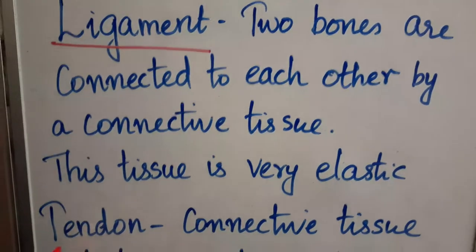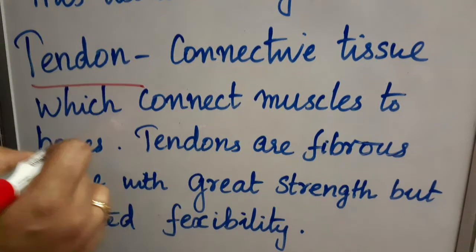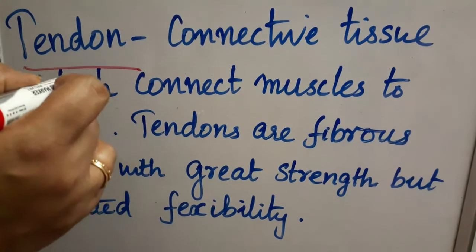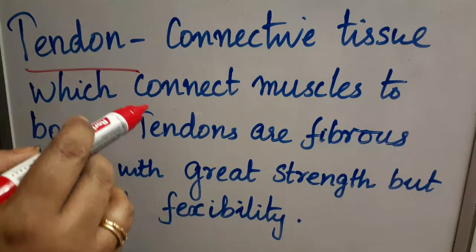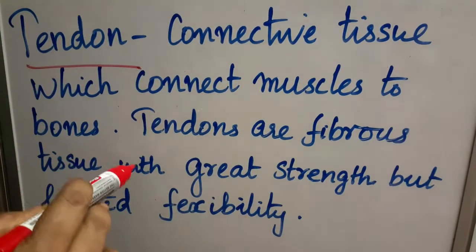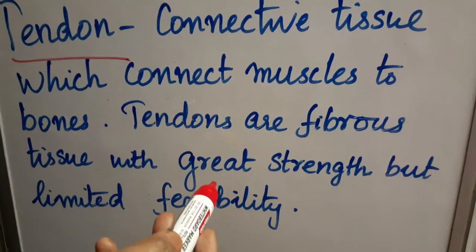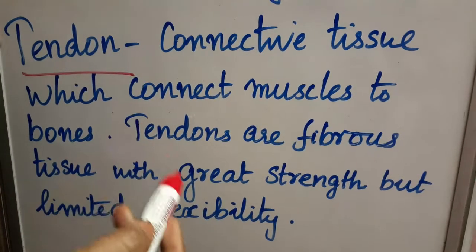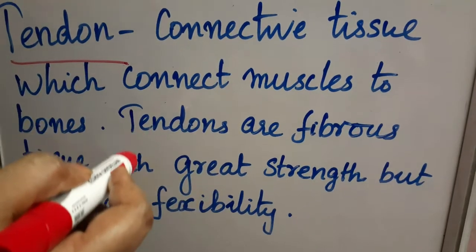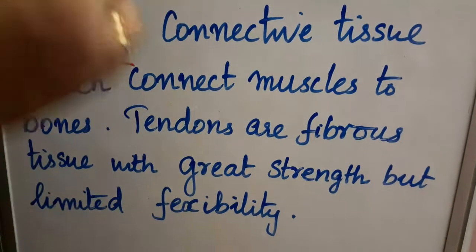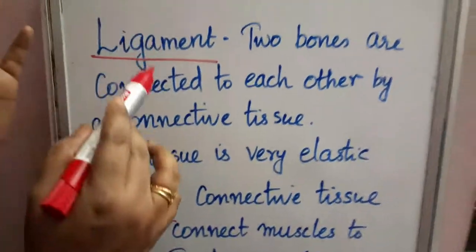Okay, so next tissue is tendon. Tendon is another connective tissue which connects muscles to bones. Our muscles are connected to bones by this connective tissue, that is known as the tendon. Okay, tendons are fibrous tissue with great strength but limited flexibility. Compared to ligament, that much flexibility is not there for the tendon. It has great strength, but somewhat less flexibility. So these two are very important. What is ligament? What is tendon? Very easy, just keep in mind.